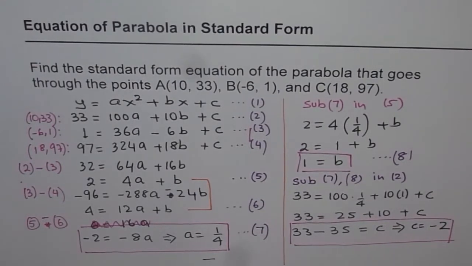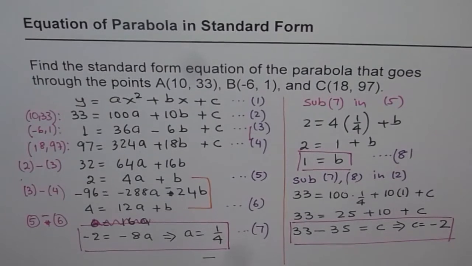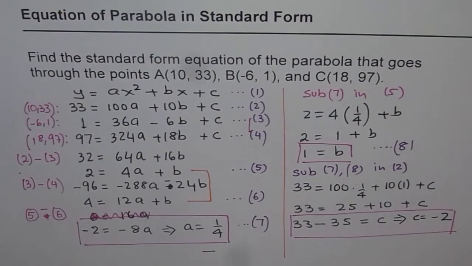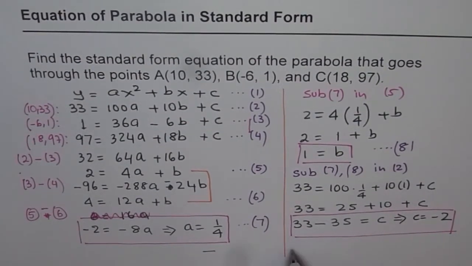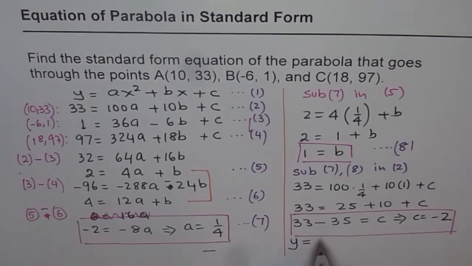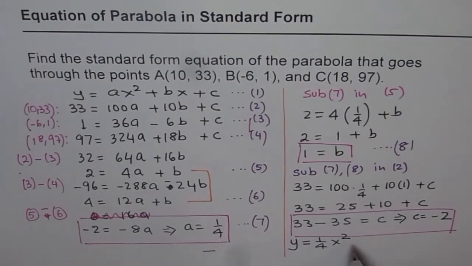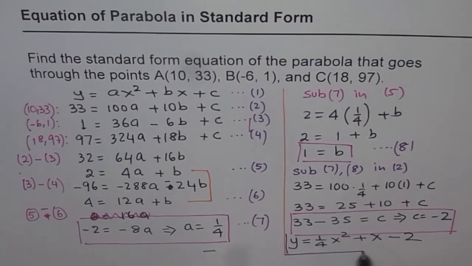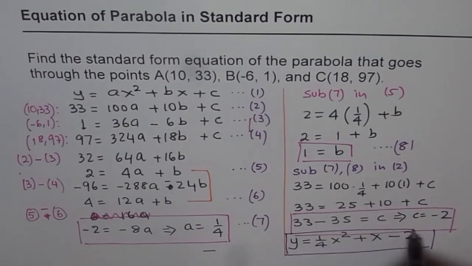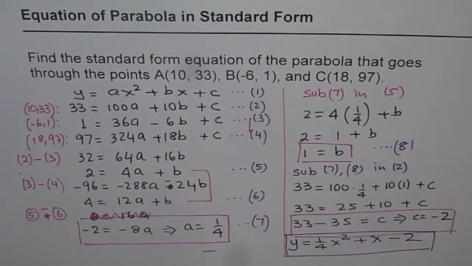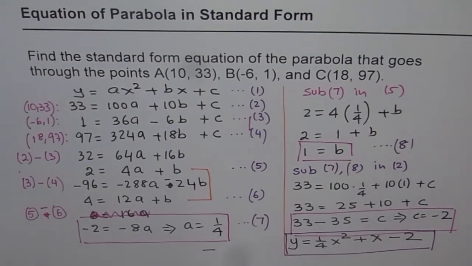Now since we know a, b and c, all the unknowns, we can write down the equation. So for us now the equation is y equals to a, which is 1 over 4, x squared, plus b, which is 1 for us, that means x, minus 2. So that is our answer for this given question. So we can highlight this answer. And that is how we can get the quadratic equation representing these 3 points.